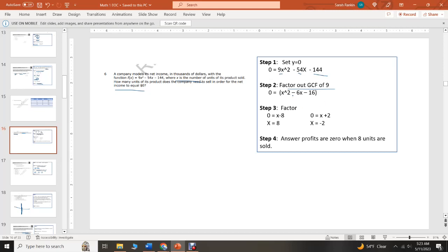So I get x squared minus 6x minus 16, so I have to come up with factors that multiply to negative 16 and add to negative 6. So that's negative 8 and positive 2, because negative 8 times 2 is negative 16, and negative 8 plus 2 is negative 6. So my answers are 8 and negative 2, but I can't produce negative 2 units. So in this case, the only answer that's viable is 8.